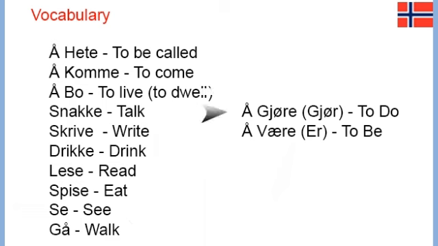Okay, those are all regular verbs. We will now mention two irregular verbs: to do, or gjøre, which in present tense is gjør. You remove the e, you don't add an r. And the next one, to be, or være, in present tense is er.